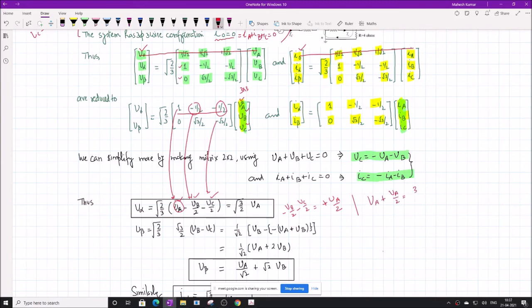This becomes 3BA by 2. The whole thing becomes 3BA by 2 into root 2 by 3. So this into root 2 by 3, and finally it becomes root 3 by 2 BA. So B alpha is nothing but simply root 3 by 2 BA. Okay. So this gives B alpha as root 3 by 2 into BA. Root 3 by 2 into BA. This is B alpha.